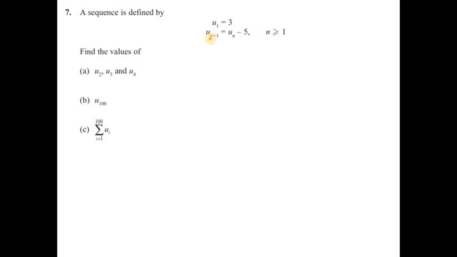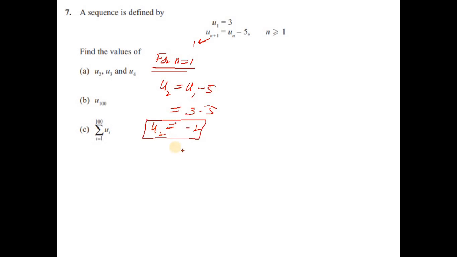Okay, so for u2 you need to put n is equal to 1. So you can say that for n is equal to 1, this given condition becomes u(n+1), n is 1. So u(1+1), that means u2 is equal to u1 minus 5. That means u1 is 3 minus 5, which is minus 2. So u2 is equal to minus 2.